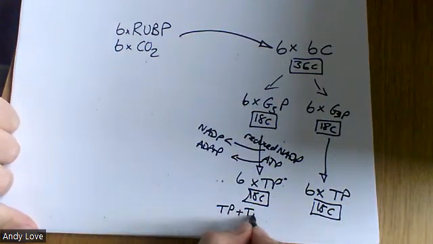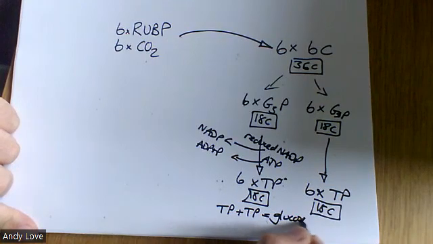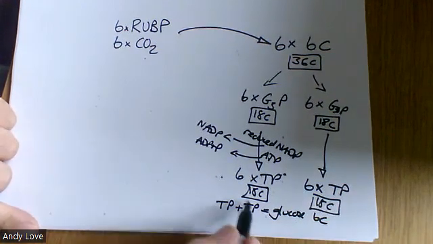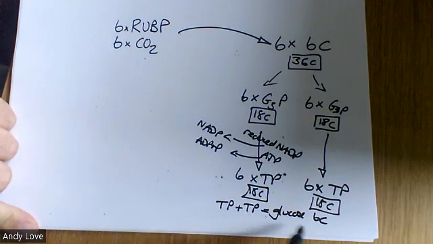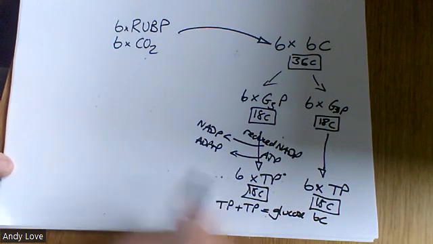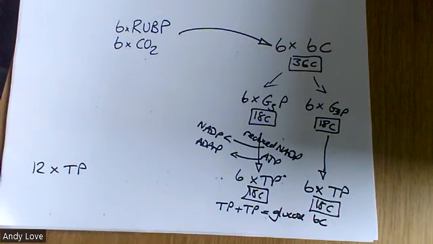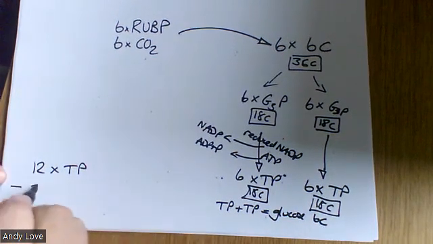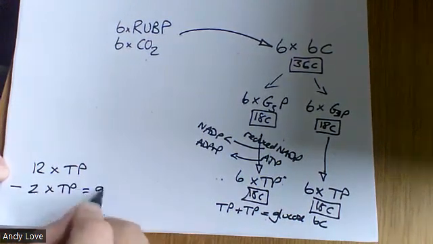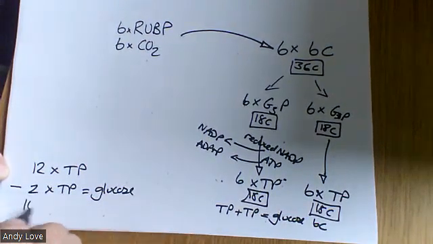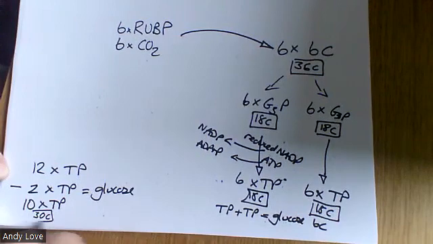TP plus TP equals glucose, which is 6 carbons. Now, if I use 2 of these TPs to make a molecule of glucose, how many TPs will I have left? Well, I've got a total of 12 lots of TP. Would you agree with that? I've got 12 molecules of TP. If I'm using 2 lots of TP to make the glucose, that leaves me 10 lots of TP, which is 30 carbons, because each TP is 3 carbons. 10 times 3 is 30 carbons.